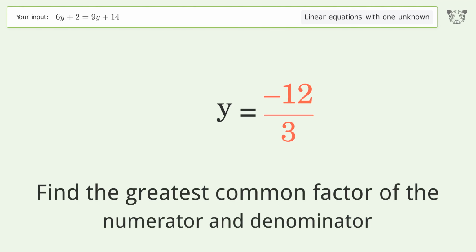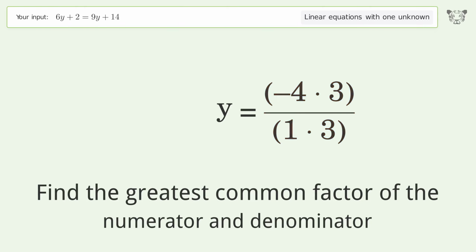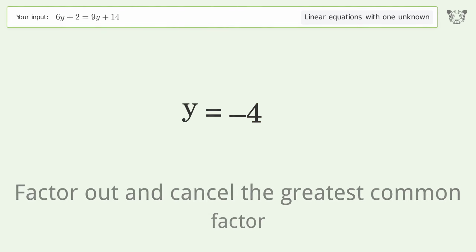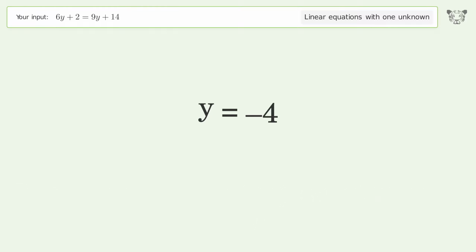Find the greatest common factor of the numerator and denominator. Factor out and cancel the greatest common factor. And so the final result is y equals -4.